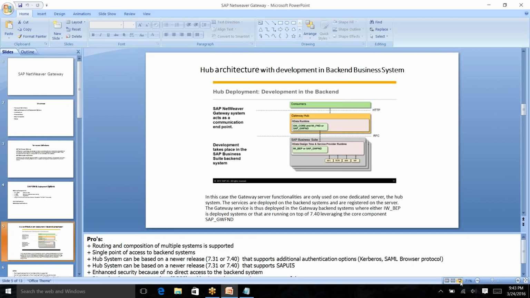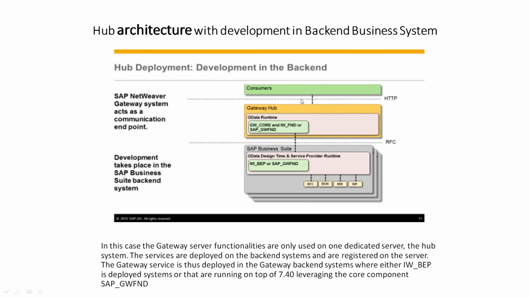So let's see now what central hub deployment means. In the central hub deployment you will have this, your SAP Business Suite. Let's say you might have ECC, you might have another CRM system, or you might have another BW system. On top of all those, you are going to have another ABAP stack with SAP NetWeaver Gateway components in it. So this is the gateway system. It does not have anything else. It just has SAP NetWeaver Gateway components, right?